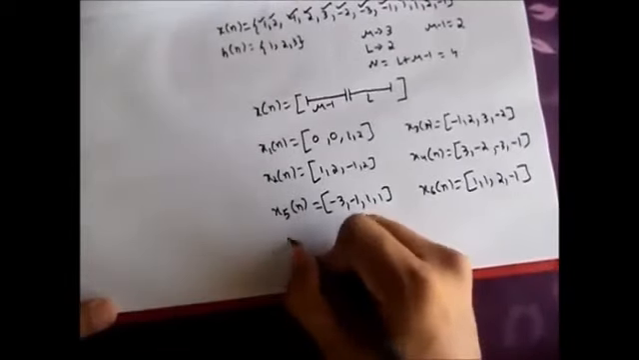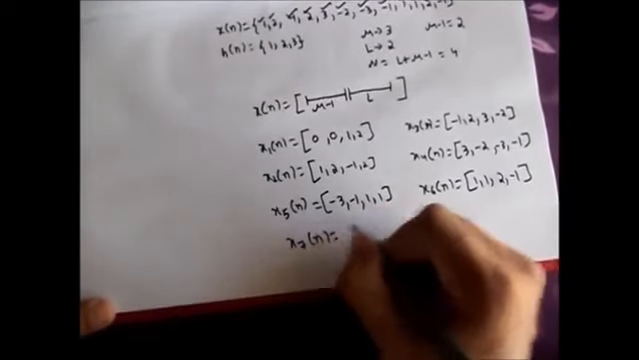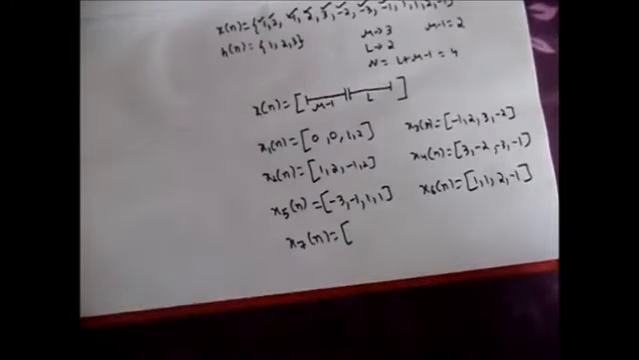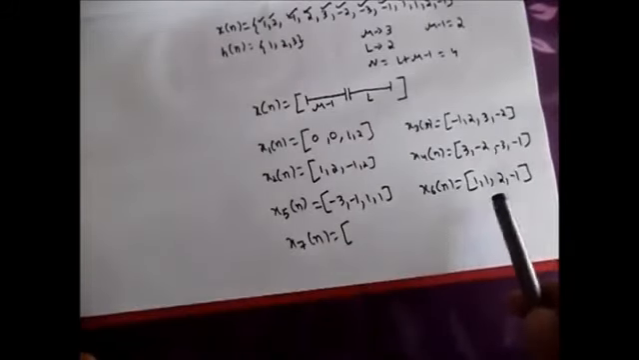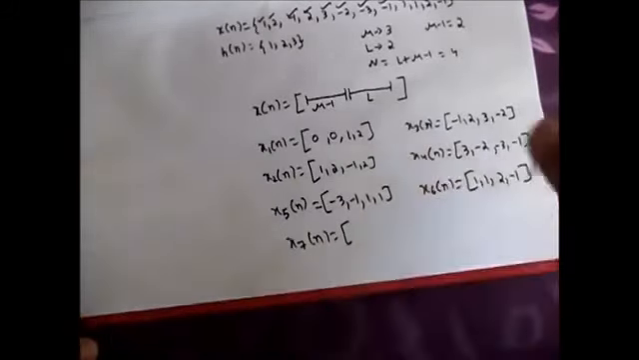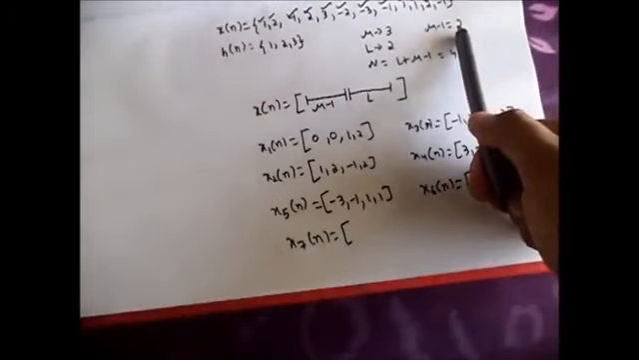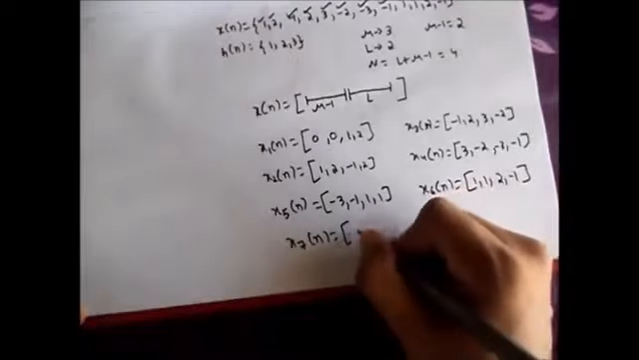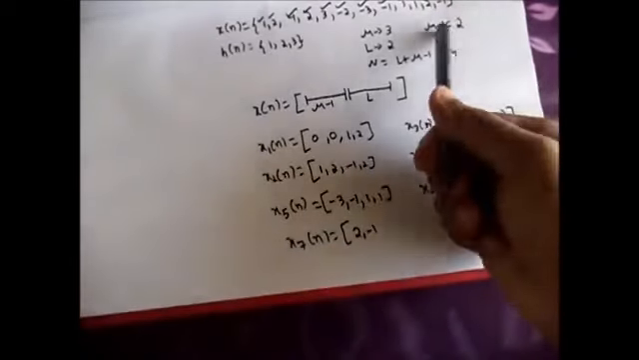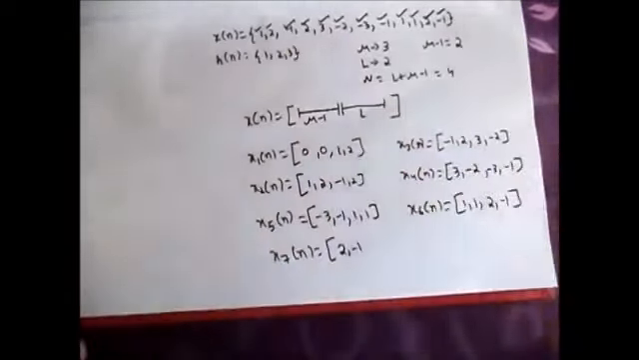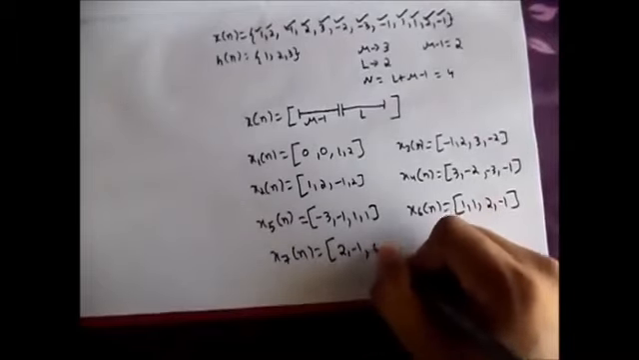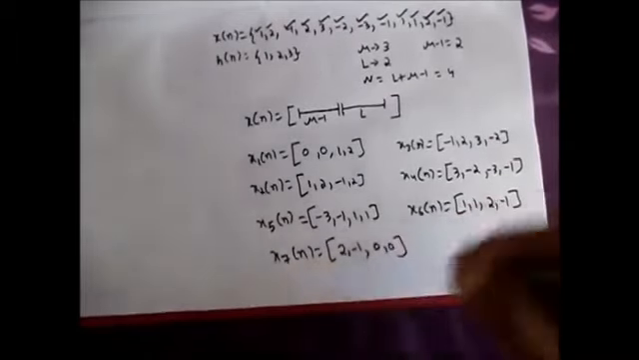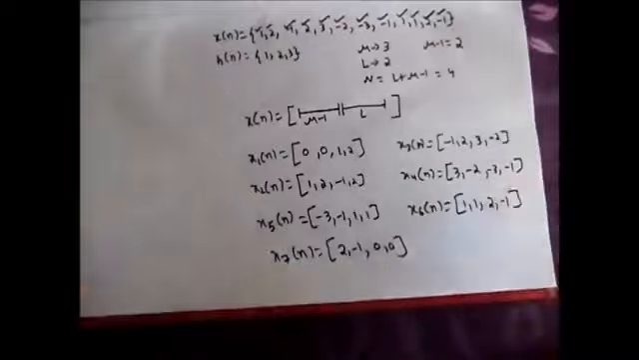Then next again I'll take the last m minus 1 segments from the previous data block, that is 2 and minus 1, as the value of m minus 1 is 2. So the last two segments I have to take from the previous input data block, that is 2 and minus 1. And now I'm done with the input sequence. So what I'll do is I'll pad two zeros, and I'm done forming the input data blocks.